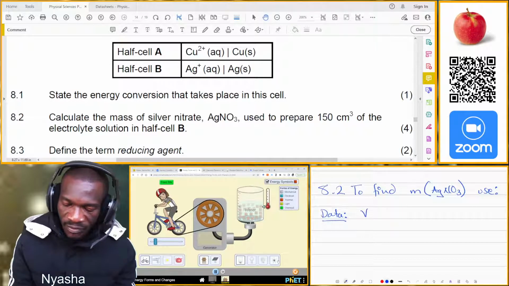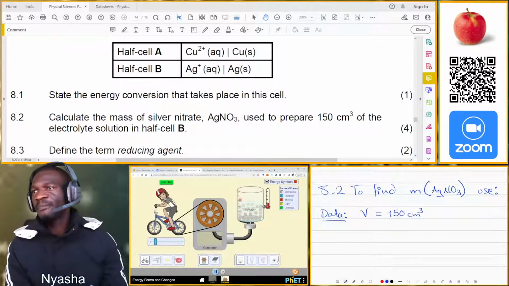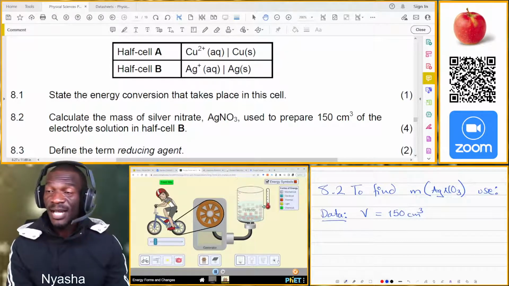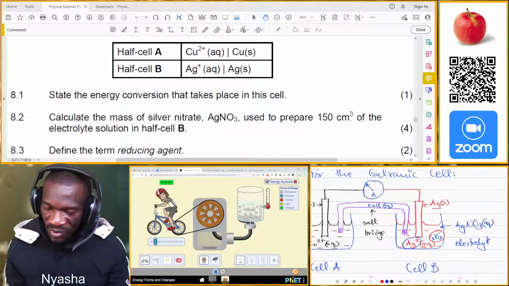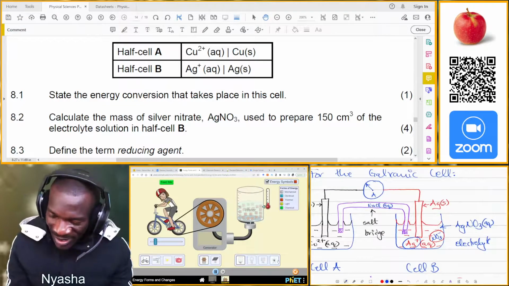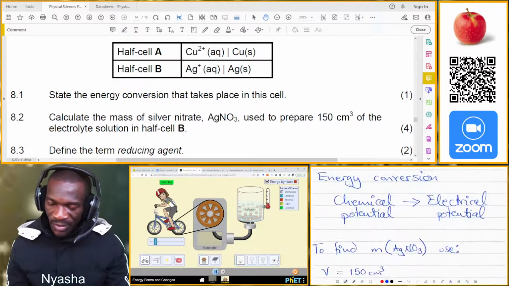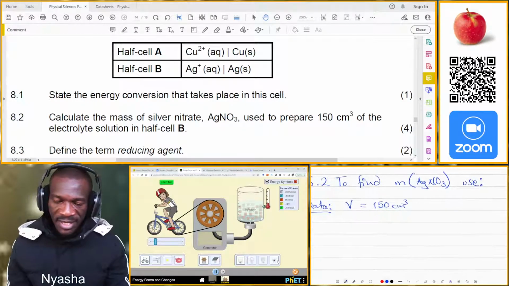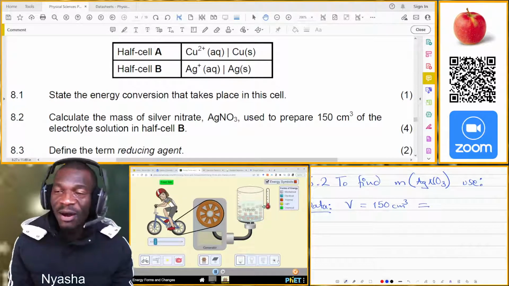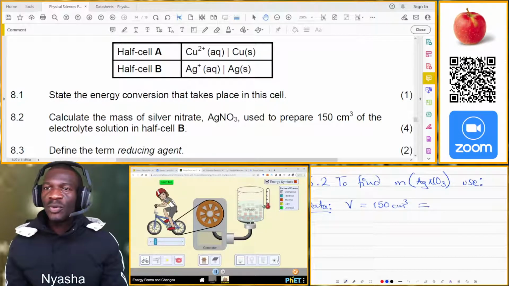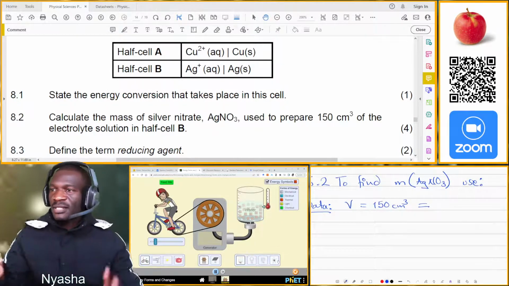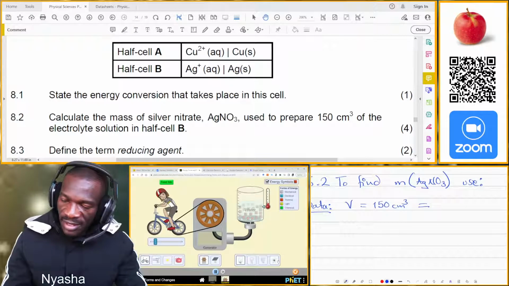The volume is 150 cubic centimeters. That is the volume of the electrolyte solution. So in here, if we had a measuring cylinder, and these are the graduations of the measuring cylinder, it's actually at 150 mils. So that's 150 cubic centimeters. So what is this? Remember our volumes. The moment we are working out our chemistry calculations, we need our volumes to be in dm cubed.